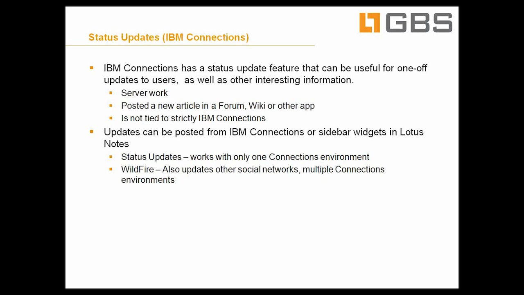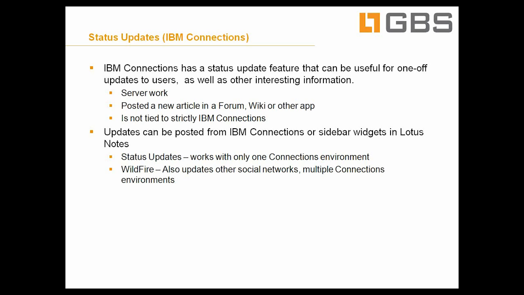And it's not tied strictly to IBM Connections. You just throw any URL in there and share it with your users, and they'll see it in their status update feed on their homepage in Connections, or via a sidebar widget. There are a couple that I have and use. One is just Status Updates, and that's from IBM Greenhouse, and it configures to one Connections environment. So that's kind of the downside of using this one.